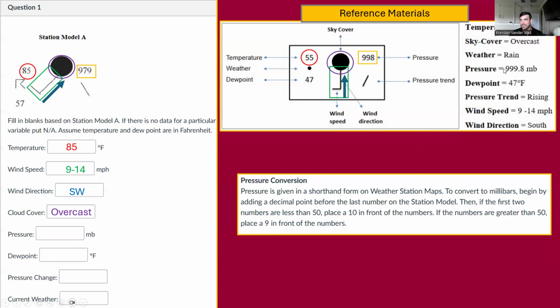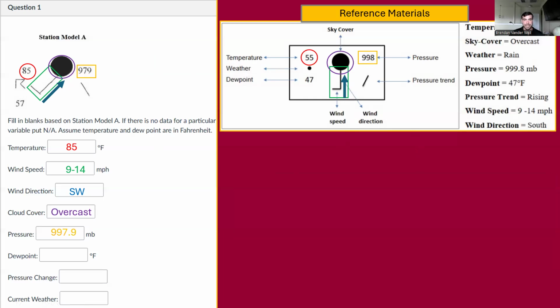So they added the decimal to get 0.8 and then added a 9 in front of it. In our example, same thing. The first two numbers are above 50. You have 97, so you add a 9 in front of it and your decimal. So you get 997.9.